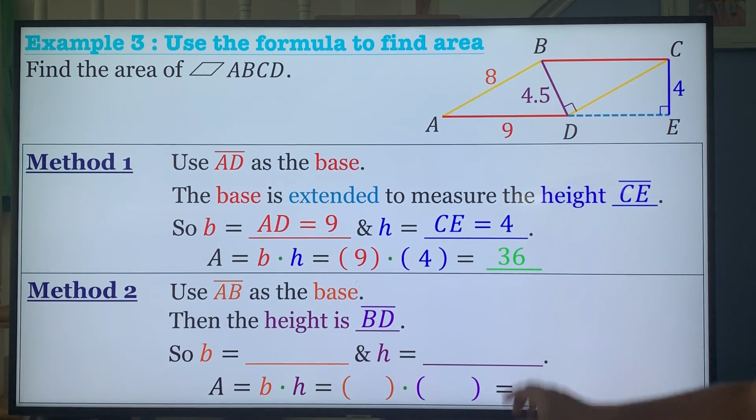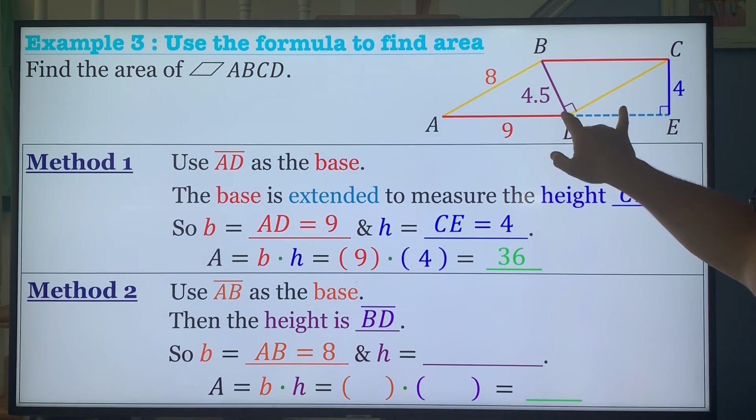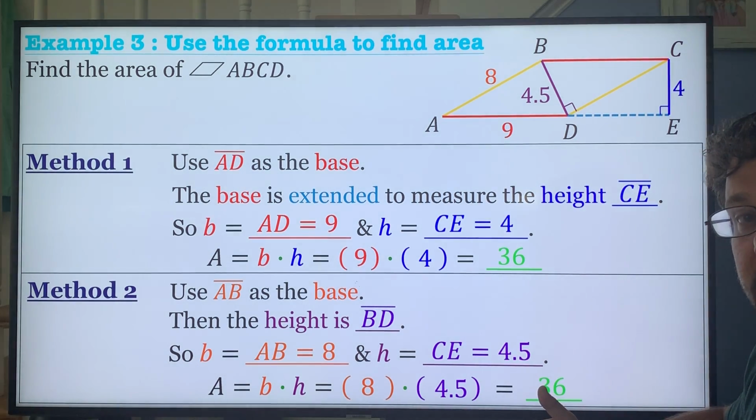So the base of the yellows is 8, and the height between the yellows is 4.5. Base times height, 8 times 4.5, which is 32 plus 4, 36. And there we go. And look at that. I didn't even have to do the math. It was already done. Which way is the right way to do it? Whichever way you chose and got the right answer.